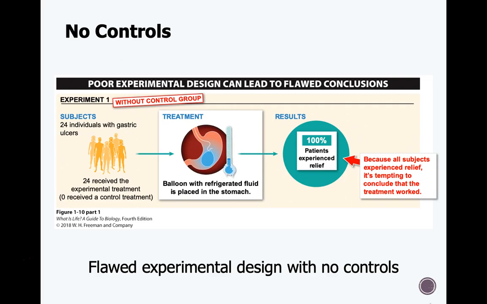So there's this fantastic example in your book of an experiment where no controls were used. Several years ago, somebody did this study in an attempt to treat ulcers. So ulcers are basically holes in the lining of your stomach, and because you have basically an open sore in your stomach and your stomach is acidic, it causes all kinds of pain and problems. And so somebody thought it would be a good idea to put a balloon into the stomach and fill it with cold fluid. I don't know why you would do this, but somebody thought that this would be great.